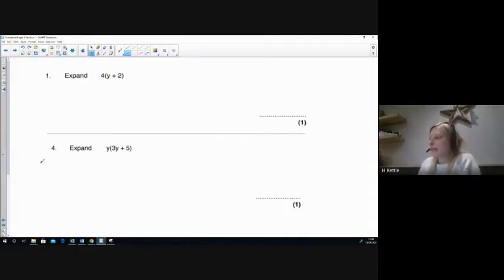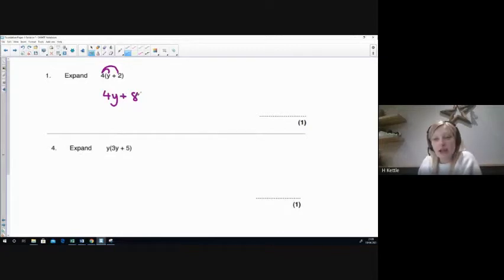Okay, expanding brackets. So to expand this bracket, we're going to do 4 lots of y and 4 lots of 2. Everything in the bracket needs to be times by 4. This says 4 lots of this bracket. 4 lots of y is 4y, and 4 lots of 2 is positive 8. And that's my final answer.